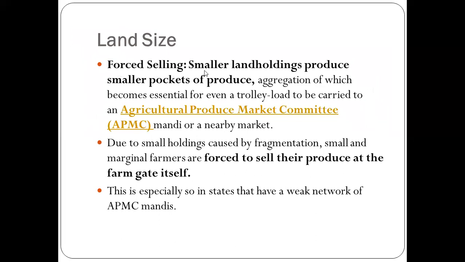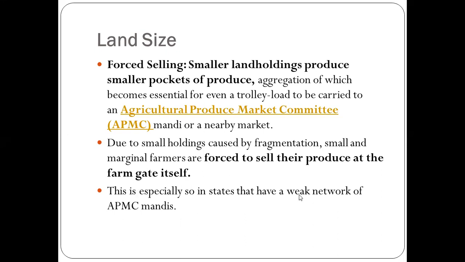Next one, forced selling. Smaller landholders produce smaller pockets of produce. Means they are forced to sell their lands and they will get an income from selling their property to another one. There is the Agriculture Produce Market Committee, APMC, the organization that says, I will buy your land and give you money. Due to small holdings caused by fragmentation, small and marginal farmers are forced to sell their produce at the farm gate itself. Means they do not give the actual amount to the people. Those who have small land, around one acre or less than one acre, the members of this authority force the farmer to sell.